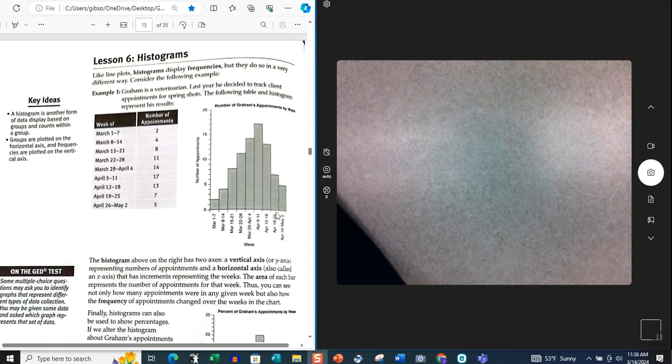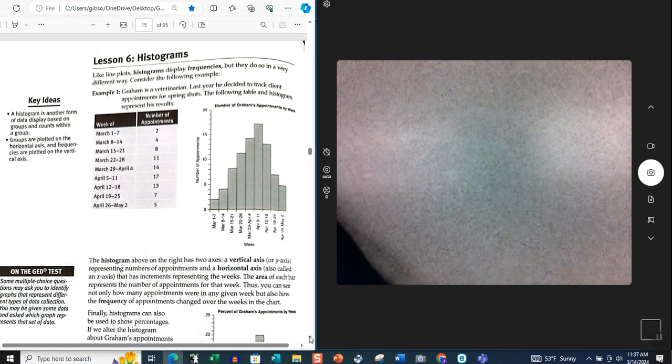Okay, as you see here on the histogram, it has the values here on the left side of the graph, and at the bottom it has the dates. Now, the bottom is formally called the horizontal axis, and this here on the left-hand side is the vertical axis. And sometimes we use this in algebra as the x and y axis.